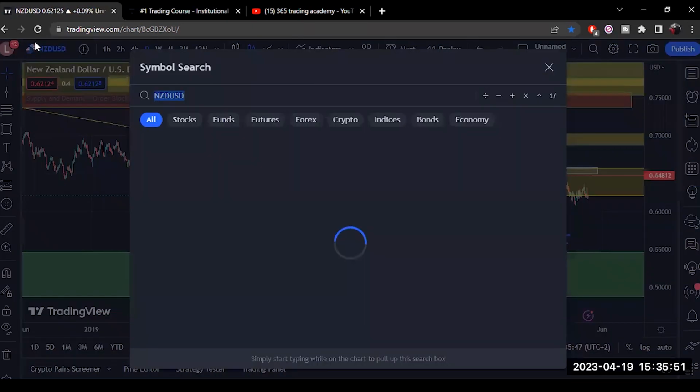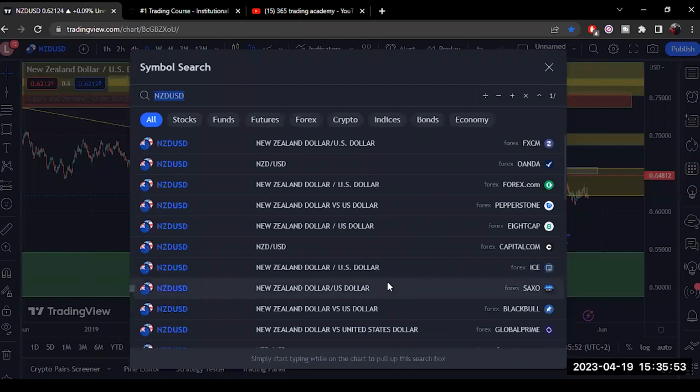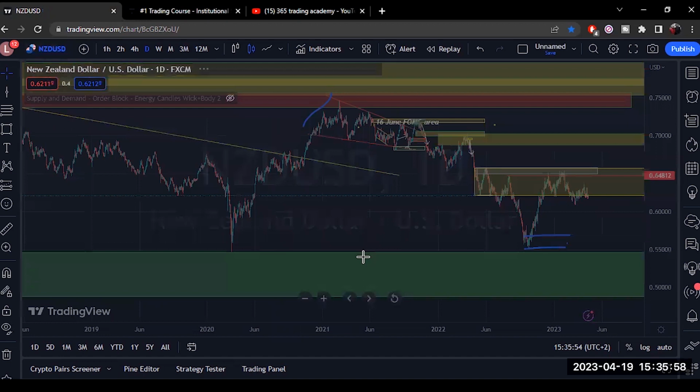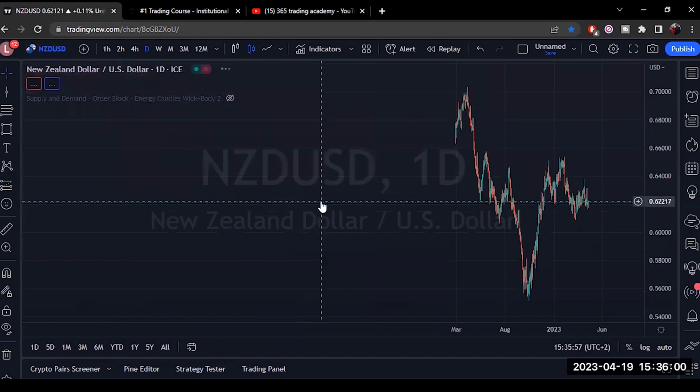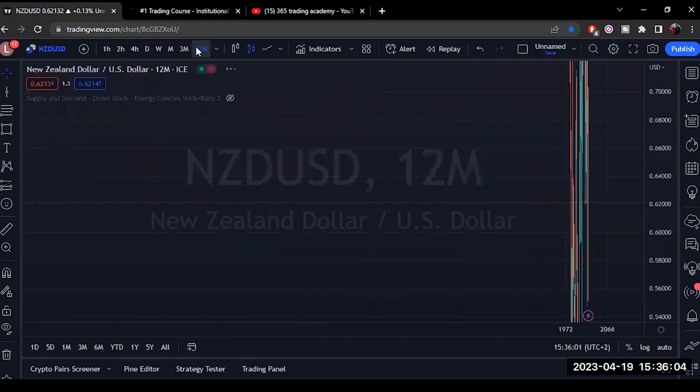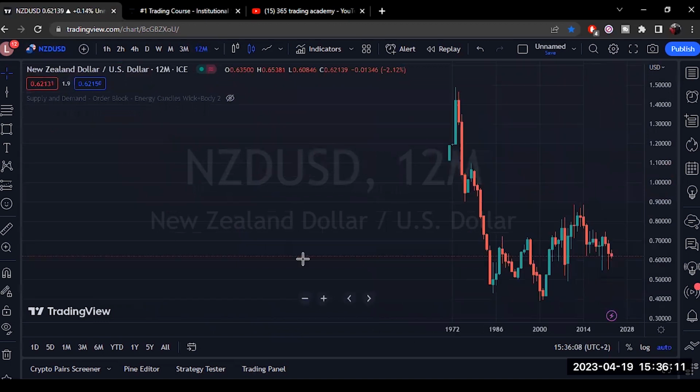Let's break down NZDUSD. Let's do it as quickly as possible. I'm going to go to a fresh chart because I obviously don't want to remove all this hard work that I've put in here. And we're going to understand this asset for really what it is, without necessarily looking at it in relation to other assets. We're going to look at it for what it is.